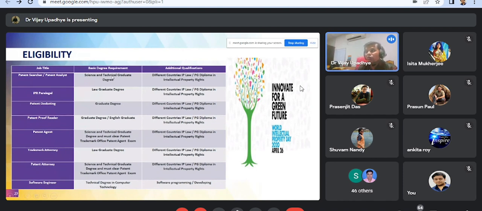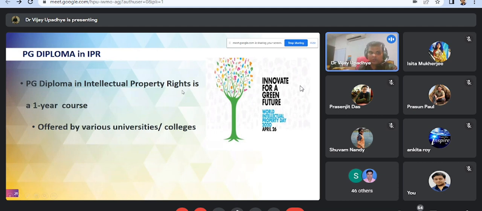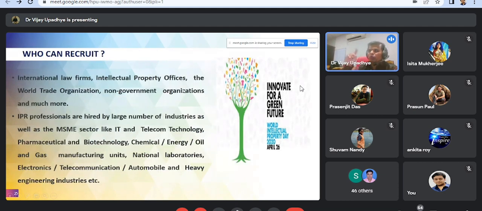Patents are mostly drafted by technologists, engineers, biotechnologists, or applied science people. In any country, you can do an IP law or IPR course and start practicing there. You should do a minimum one or two year course. Don't do a certificate course of two, three, or four months.